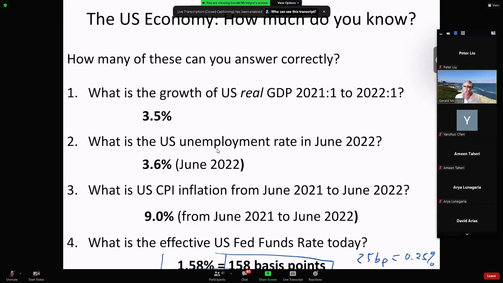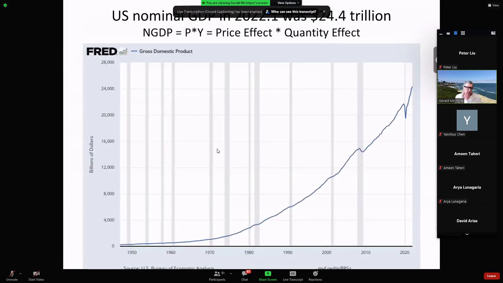On the next couple of slides, we have some data. And if you're following along at home, you have my slides from the clean version inside. You can see the following graphs. First, though, I prompted you for real GDP. We first have to talk about nominal GDP.